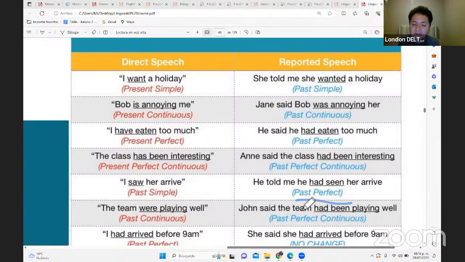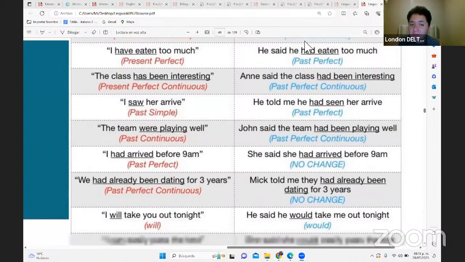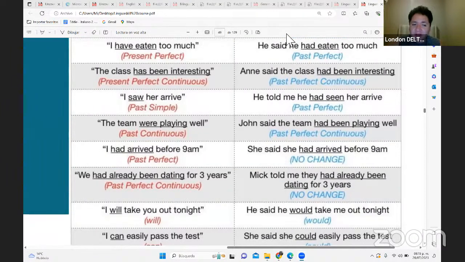So this is the past perfect. Entonces, si tenemos una oración en pasado, en reported speech, utilizaríamos past perfect. I saw her arrive, la vi llegar. Él me dijo que la había visto llegar. All right. So it makes sense when you translate to Spanish. In Spanish, it's the same thing. It's like very logical. So here it's not like something very difficult to understand, right?